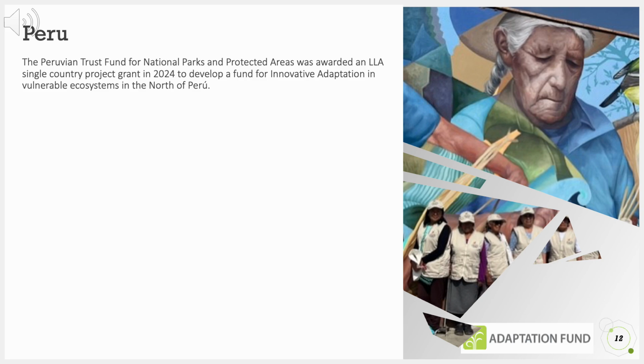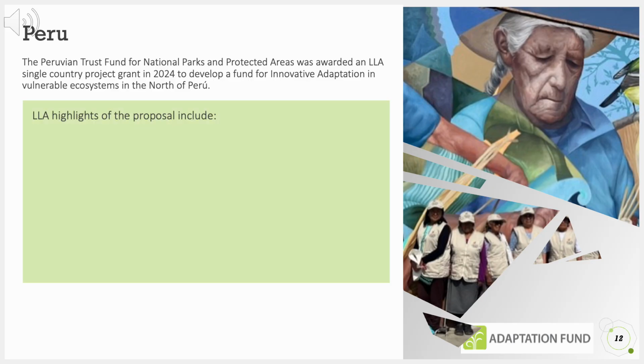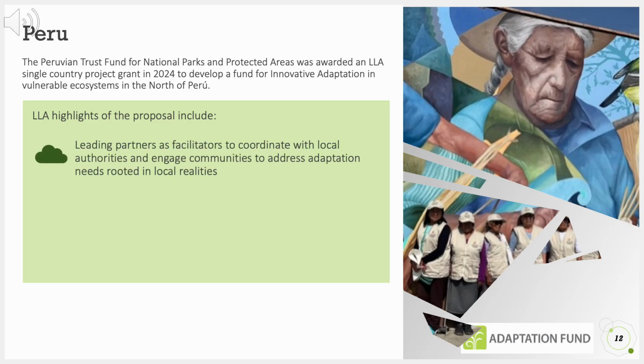In a second example, the Peruvian Trust Fund for National Parks and Protected Areas was awarded an LLA Single Country Project Grant in 2024 to develop a fund for innovative adaptation in vulnerable ecosystems in the north of Peru. LLA highlights of the Peru proposal include leading partners acting as facilitators to coordinate with local authorities and engage communities to address ecosystem-based adaptation, resilient infrastructure, and livelihood diversification rooted in local realities.